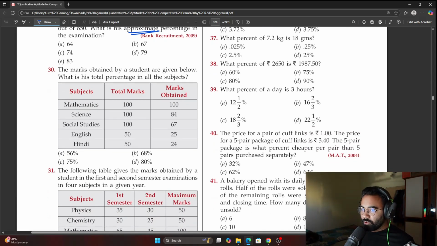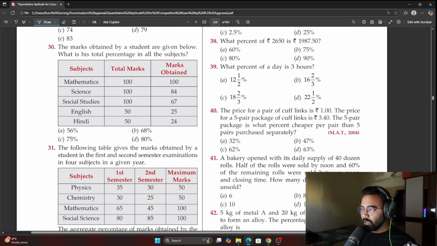We move on to the 30th one. The marks obtained by a student are given below. What is his total percentage in all the subjects? All right. I'm sure a lot of students, when you get your marks in school, obviously you calculate your percentage beforehand. So this should not be a problem. All you need to do is you need to calculate all the total marks, which is 300, 400. And you need to calculate all the marks obtained. Let me just try and calculate all the marks.